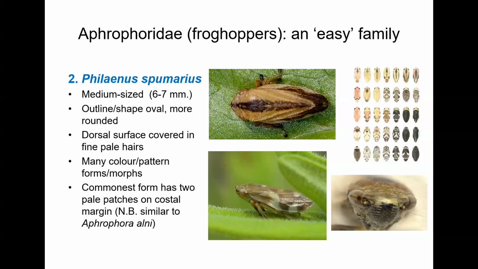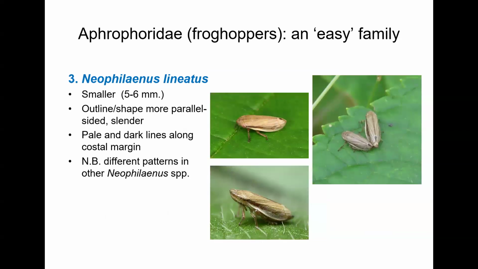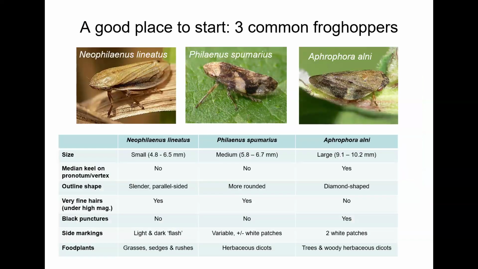find difficult to separate. And then the third froghopper species is one called Neophalanus lineatus, smaller again, 5 to 6 millimeters, much more parallel-sided than either of the previous two, much more slender, with these dark and light flash lines down the leading edge of the wing. Slight difference in the sexes, as with most species. So on the top right there, you can see there's a male on the left and a female on the right mating together. Now, the thing about these three species, as I say, is that they're very, very common.